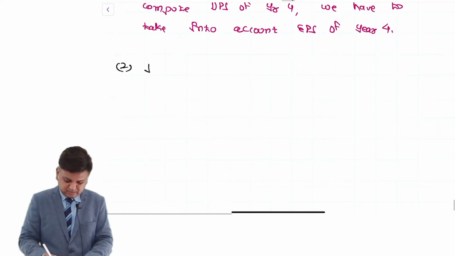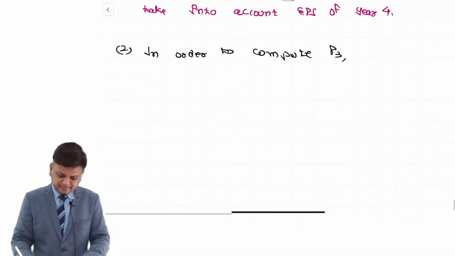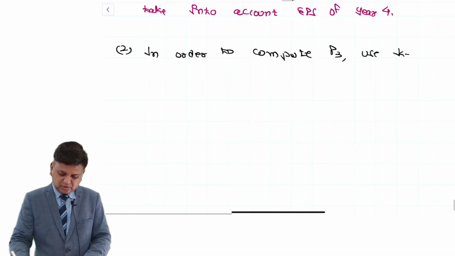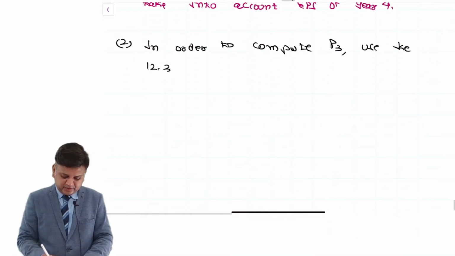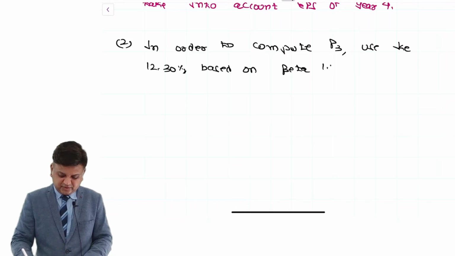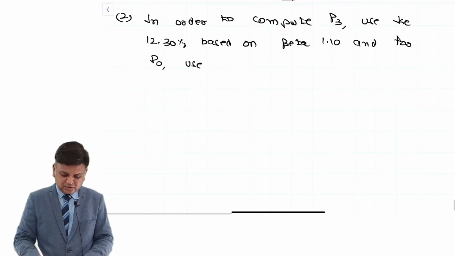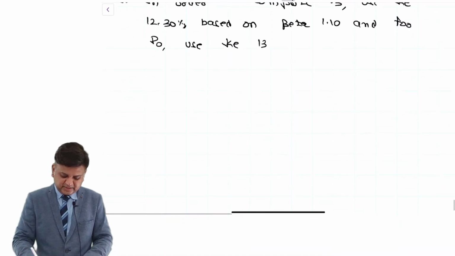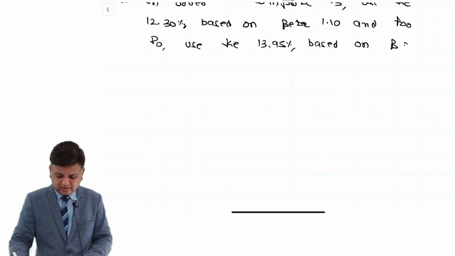Second point, in order to compute P3, comma, use cost of equity 12.30, comma, based on beta 1.1, and for P0 use K 13.95 based on beta 1.40.